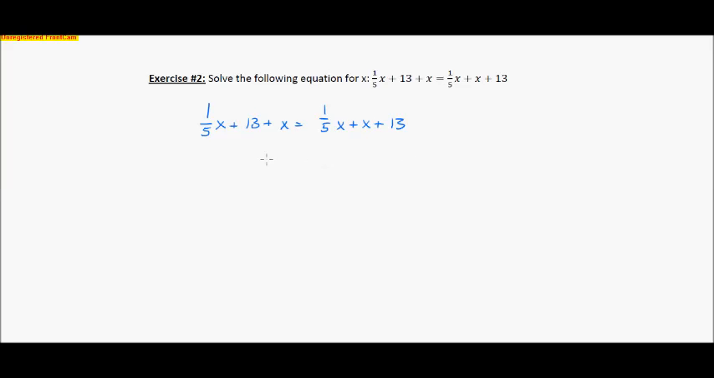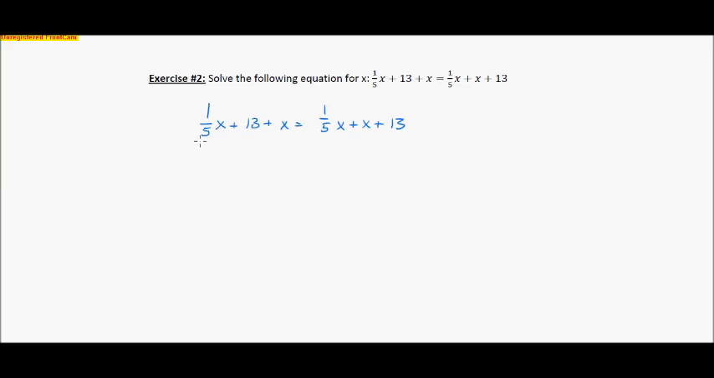And some people may look at this and they go, oh my gosh, I got fractions in here. I can't do it. I don't like fractions. But again, let's go down the list. Number 1 is distribution. Well, there's no parentheses, so no distribution. Number 2 is combine like terms.